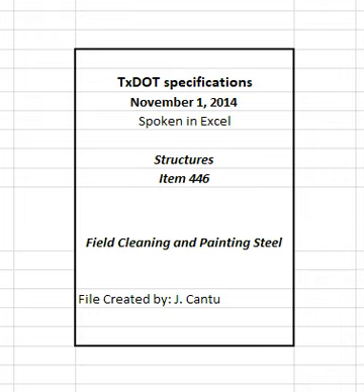5. Measurement. When this item is specified on the plans to be a pay item, this item will be measured by the lump sum or by each structure, structure unit, or group of structures as shown on the plans.